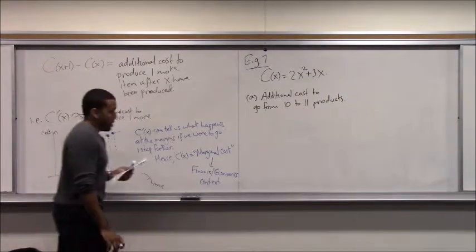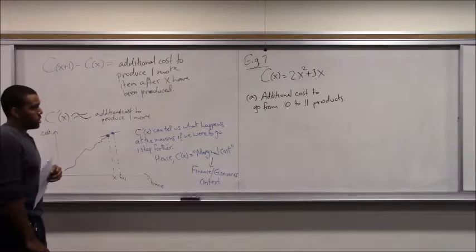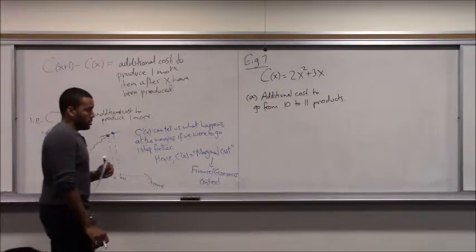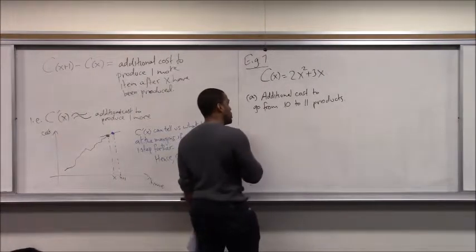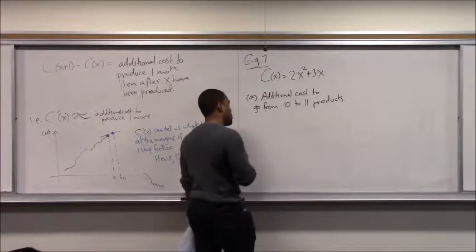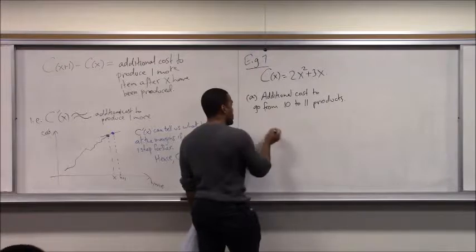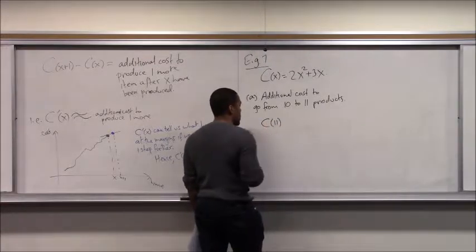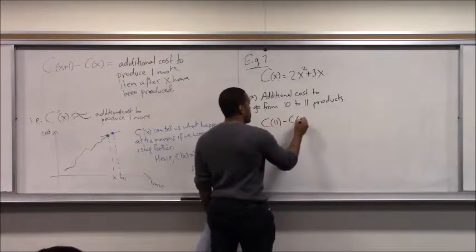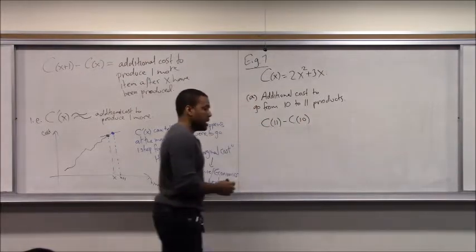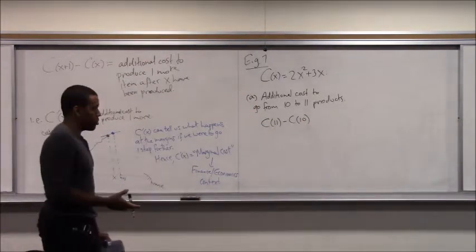Now, this one, I'm asking for the actual additional cost. So this isn't really having to do with derivatives. I actually just want to compare this to derivatives. And so what you would do is find how much it costs you to make the 11 things, and subtract what it cost you to make the previous 10 things. And that will be the additional cost to make that one more product.